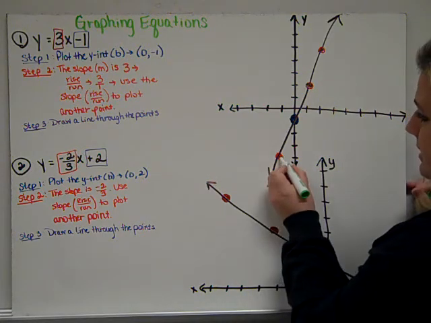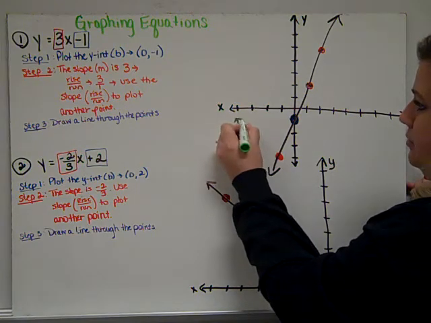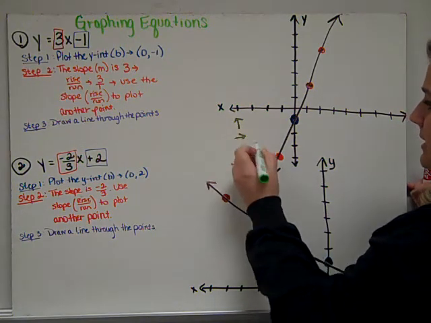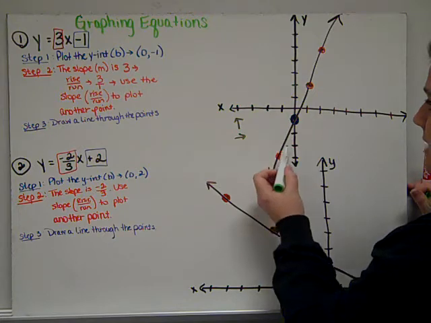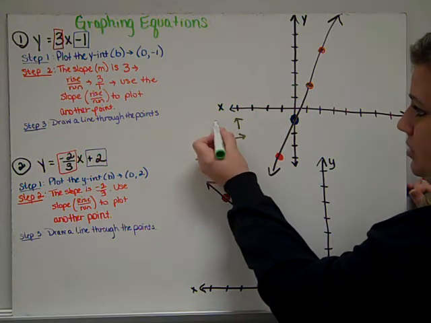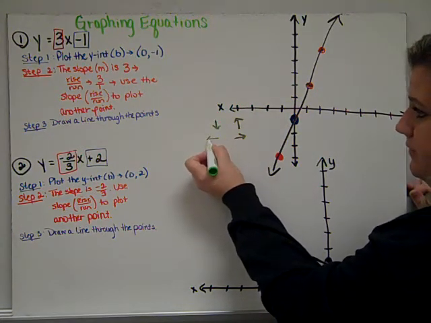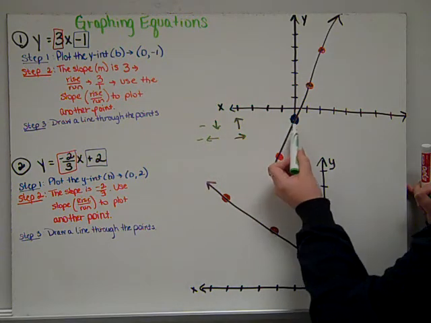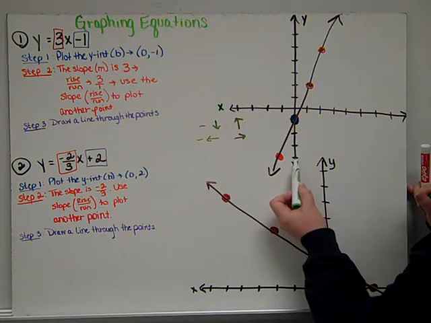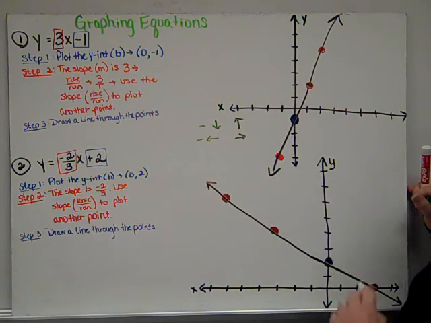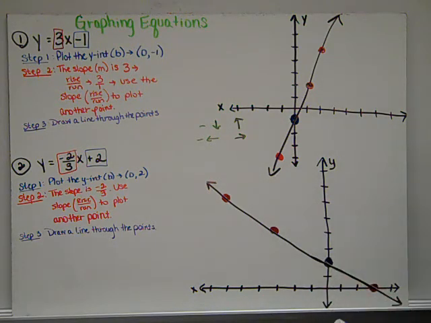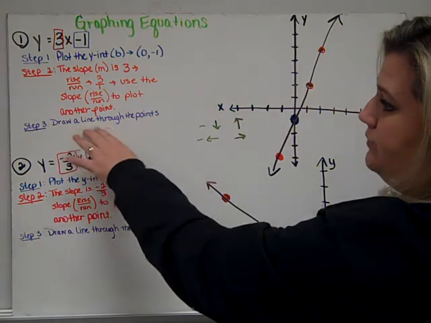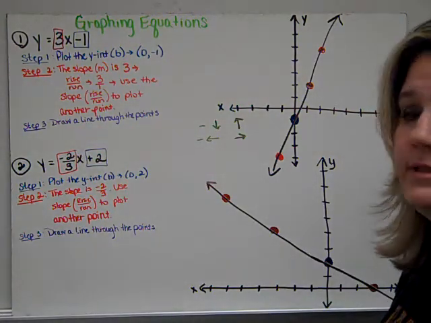And to get this point down here, you notice I rose, I went up, and I went right. Well, to get this point down here, you're just going to go opposite. You're going to go down, and you're going to go left, because a negative in a negative direction still gives me a positive slope. So I go 1, 2, 3, and I go over 1. Okay? So then the last step is, of course, draw the lines through the points.